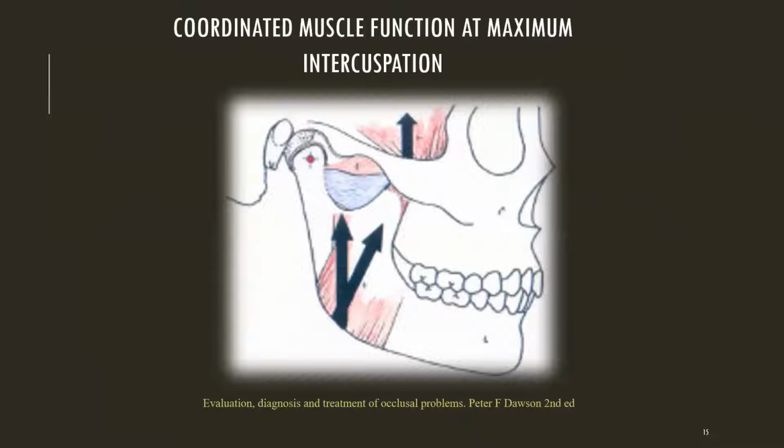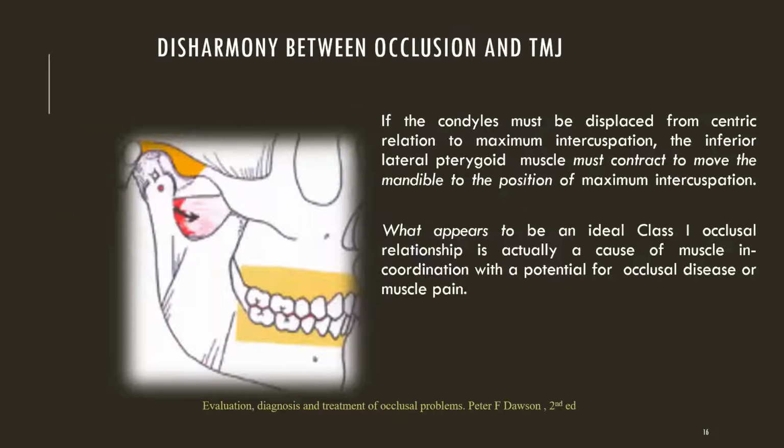Now coming to coordinated muscle function at maximum intercuspation. At maximum intercuspation, there is release of the inferior lateral pterygoid muscles during the elevator muscle contraction, which is the goal of occlusal harmony. So this coordinated muscle function is only possible if the condyle disc assembly can completely seat up into the respective fossa during closure into maximum intercuspal position.